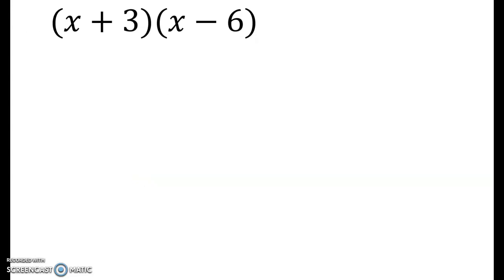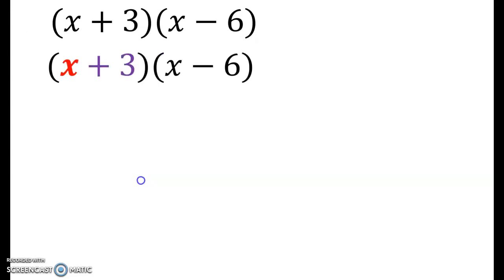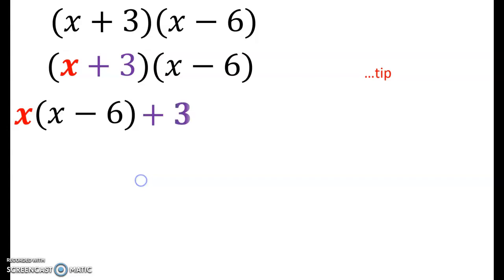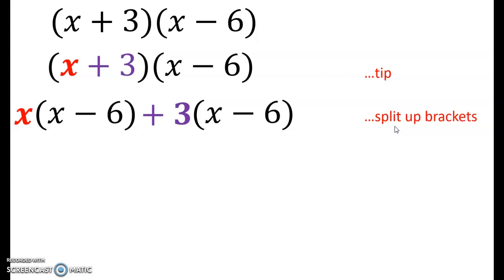Example number 2 here, another question is x plus 3 multiplied by x minus 6. First thing to do here is always apply our colour coded tip, which is change the first part into red and the second part into some colour of your choice. So I've used purple. Then we split up the brackets. We say first part of the first bracket multiplied by all the second bracket, and the second part of the first bracket multiplied by all the second bracket. So you've got your red x here multiplied by the second bracket, and you've got your purple plus 3 multiplied by the second bracket, and that's known as splitting up the brackets.